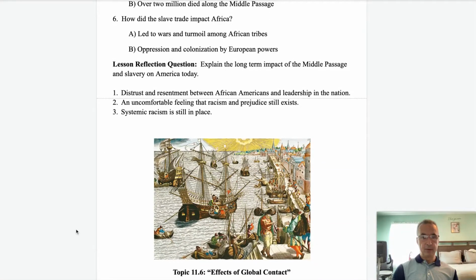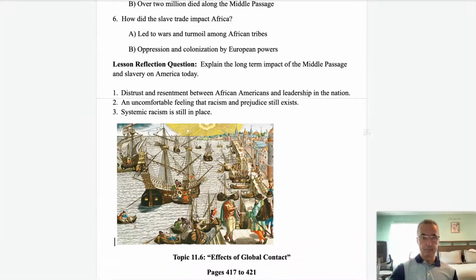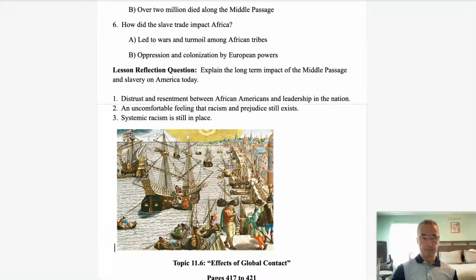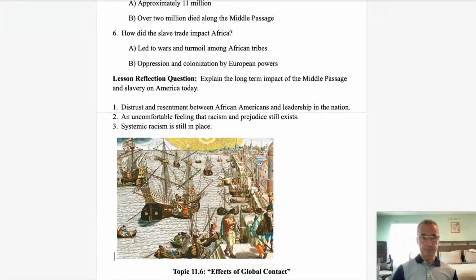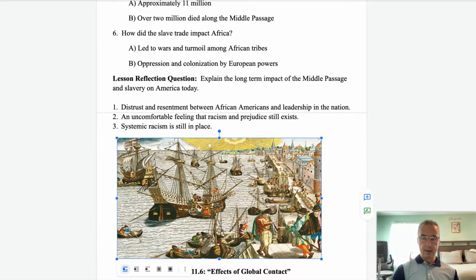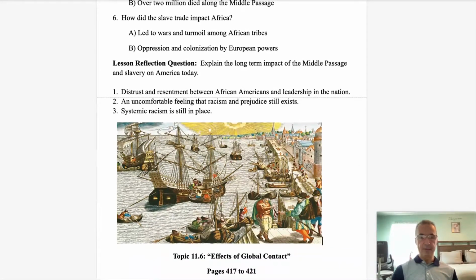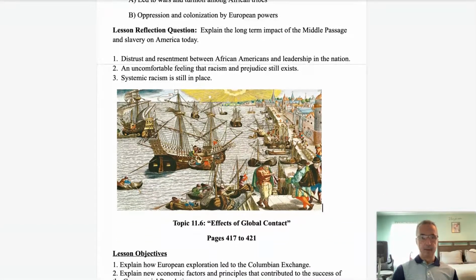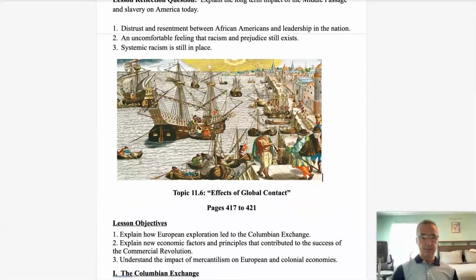Okay, next we'll move into 11.6, the effects of global contact. This is basically the long-term impact of colonization on society. We'll tie together everything we've discussed so far in topic 11. Some of the key objectives here.